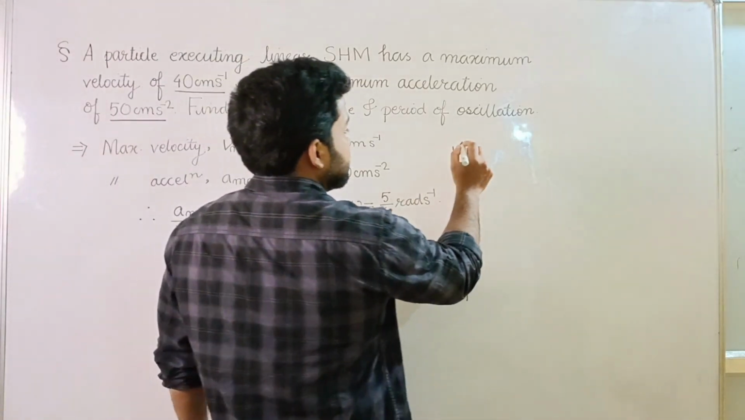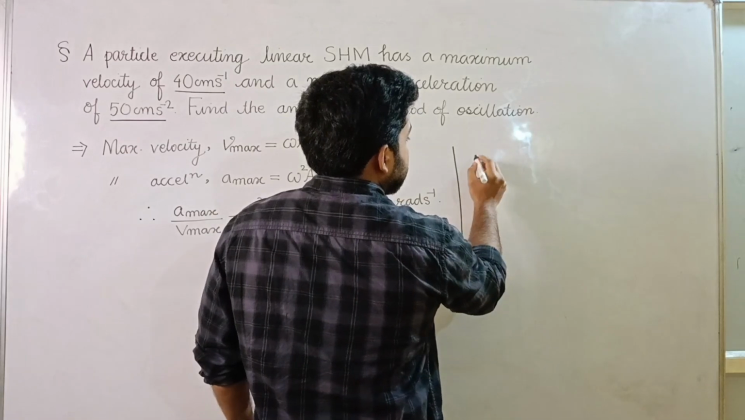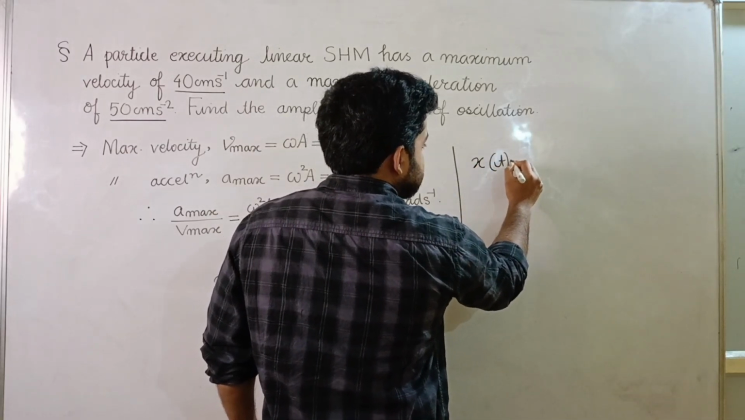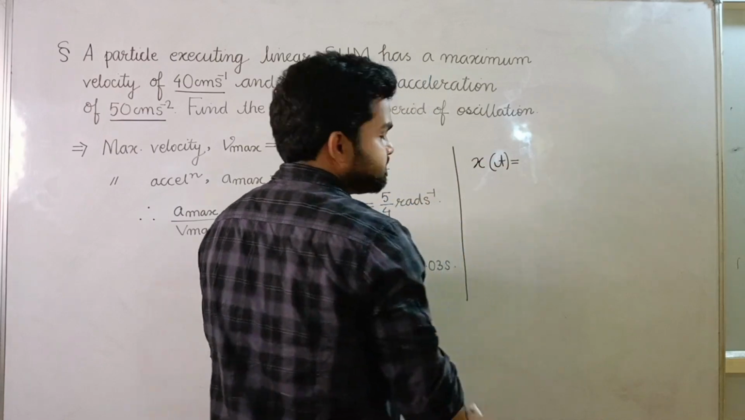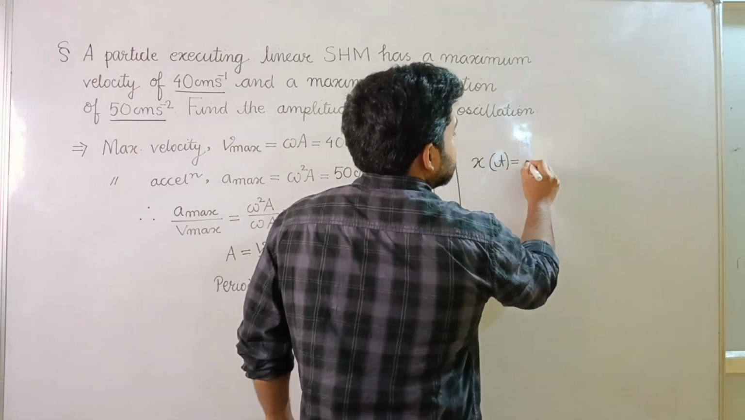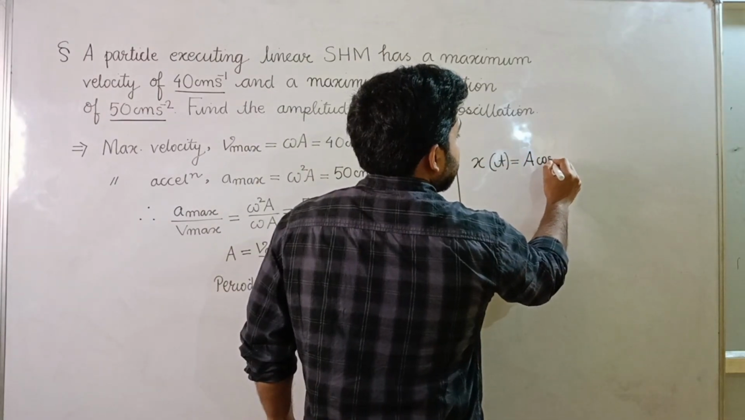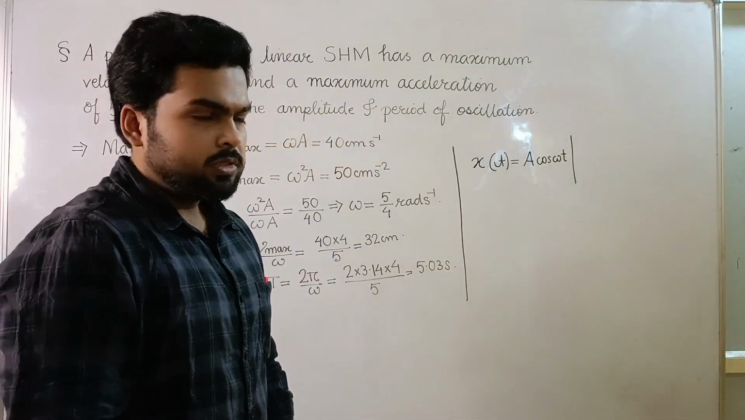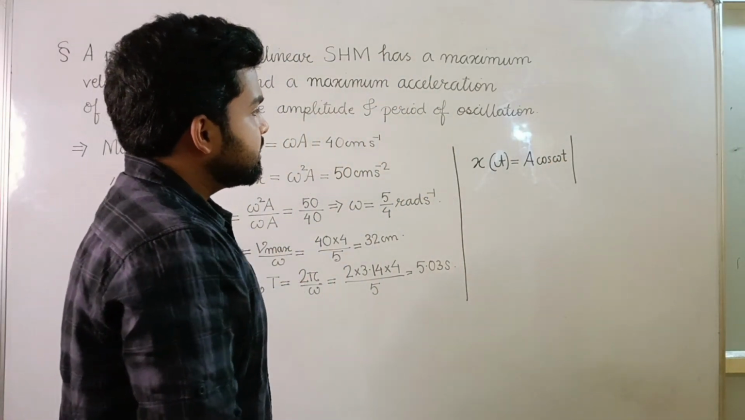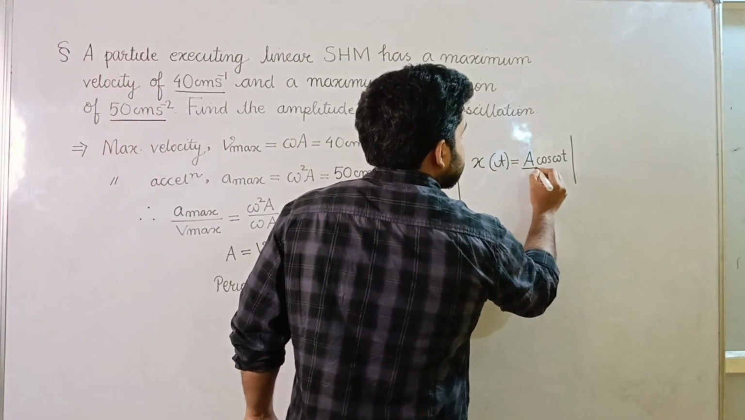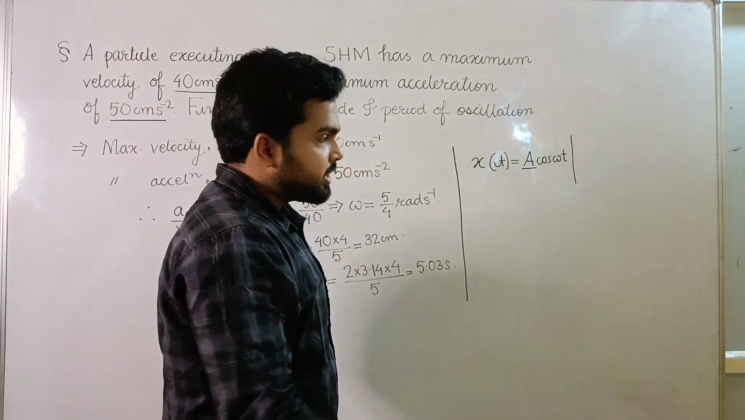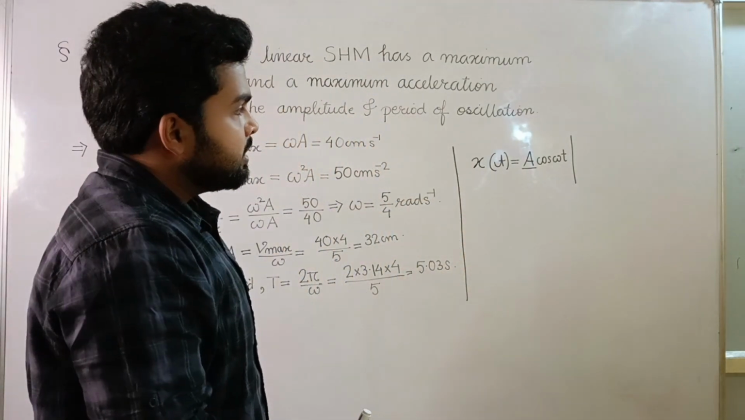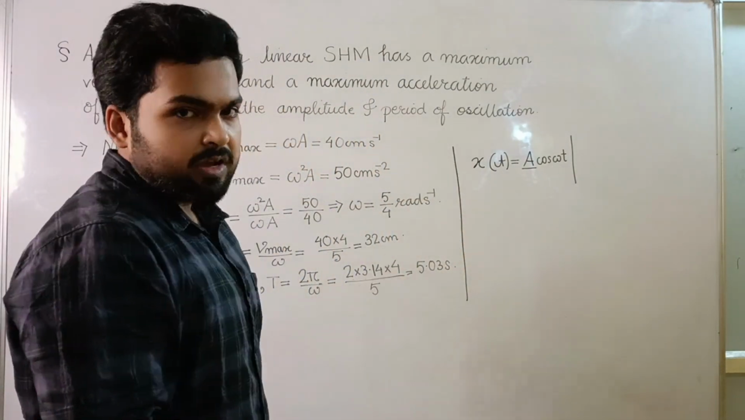Now see, when the particle is in SHM, if we consider that the displacement is given by a cos omega t, then this a, as we know, is the amplitude. And this omega is the angular frequency, the frequency with which the particle is vibrating.